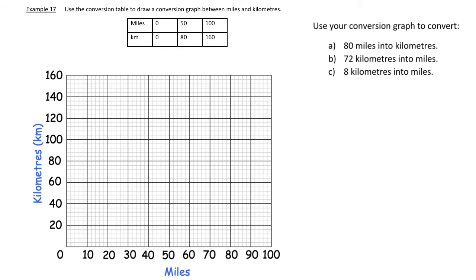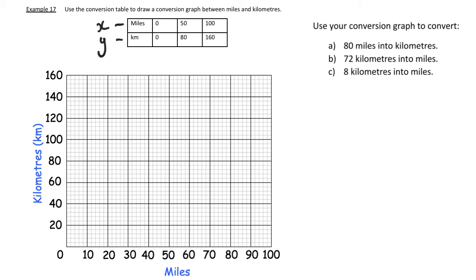Example 17. Use the conversion graph to draw a conversion between miles and kilometres. Now what we'll notice is that miles comes first, and the standard practice is whatever comes first is going to be on the x-axis, and whatever changes as a result of that is the y-axis. So we need to label the points.